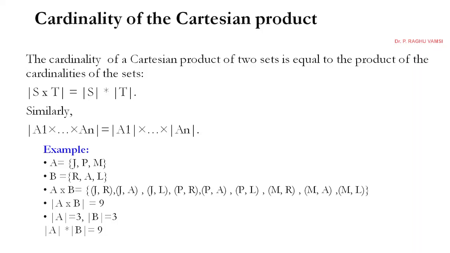Here are the examples given. A is equal to {J, P, M}, B is equal to {R, A, L}, and A cross B consists of pairs like JR, which are the combinations that we can make. Then the cardinality of A cross B is 9, because the cardinality of A is 3 and of B is 3, so the cardinality of the Cartesian product of A and B is 9.